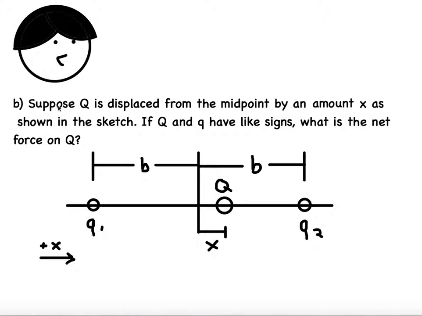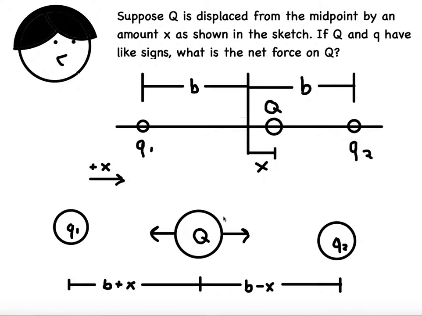Next, suppose that Q is displaced from the midpoint by an amount x as shown in the sketch. If uppercase Q and lowercase q have like signs, what is the net force on Q? Okay, so again I didn't put the charge because if these were all positive, or all negative, the magnitude of the forces will equal each other. And so the direction, actually.